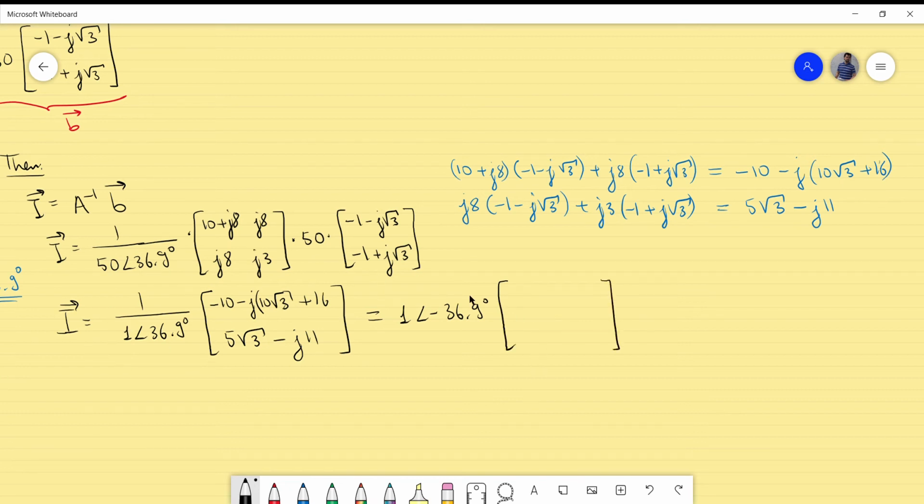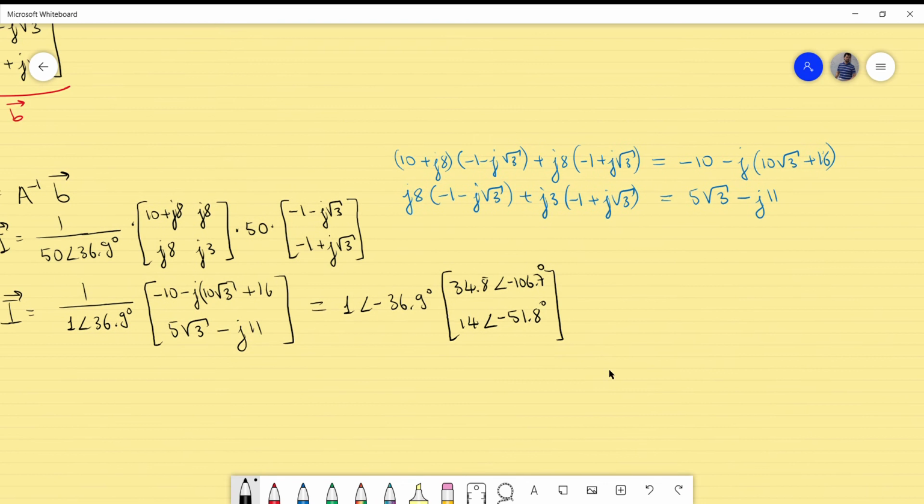This is just this term here represented in a different form, and I will transform this into a polar representation and do this also. So what I have is the following: 34.8, phase will be minus 106.7 degrees, and the other one will be exactly 14, and the phase will be minus 51.8 degrees. If you now calculate this out, this term times this, and then this term again times the second row, I will have the following expression.